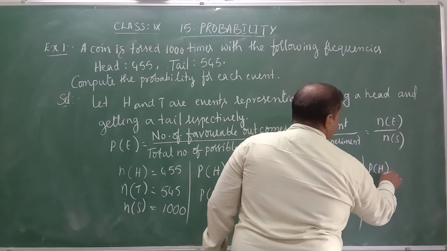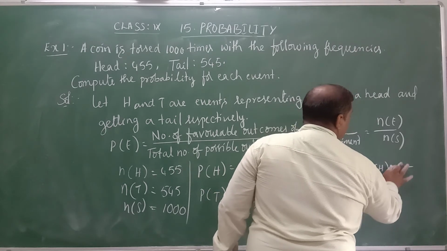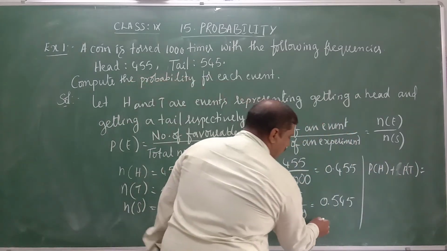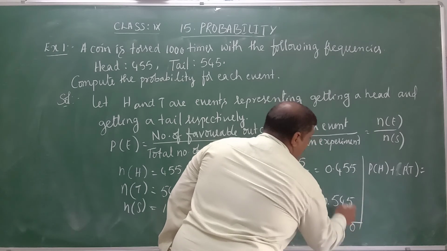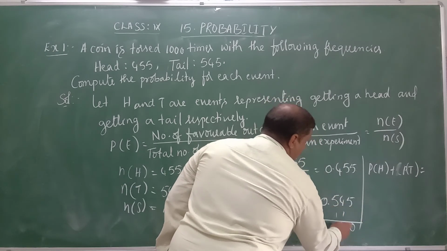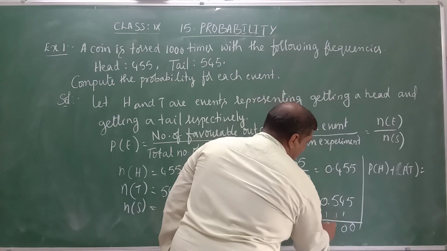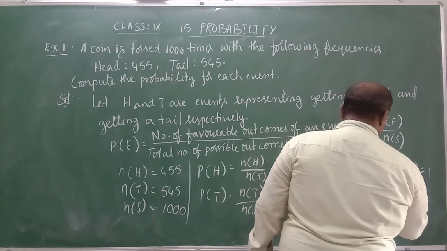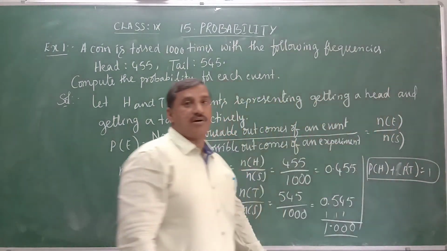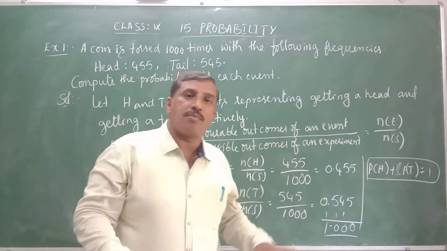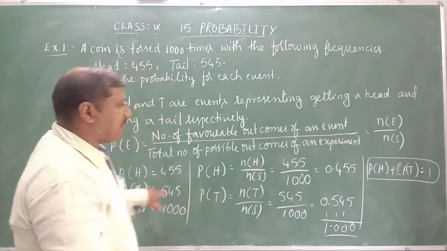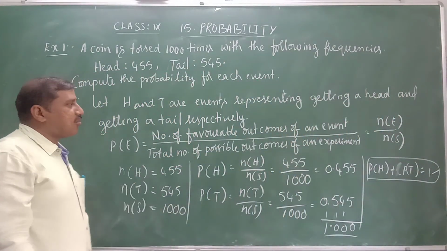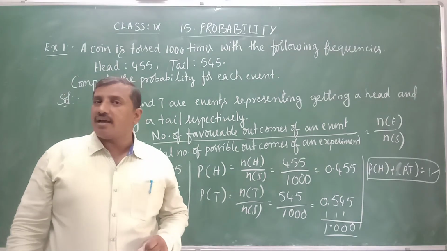Now by adding these two, P of H plus P of T, what do we get? 5 plus 5 is 10, 4 plus 5 is 9, 9 plus 1 is 10, and it is 1. So we get 1.000, that is 1. So the sum of all the probabilities of all events of an experiment is always 1. Like this we will find the probabilities of events in an experiment.